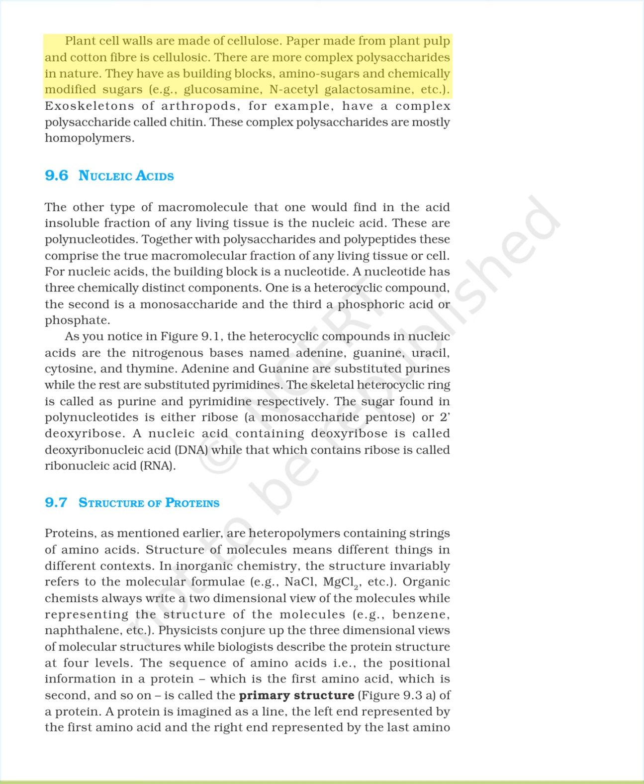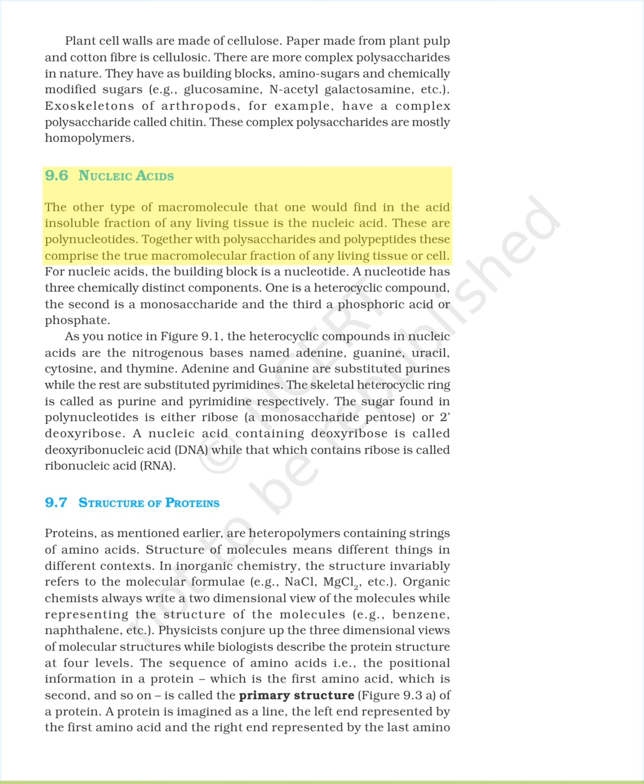There are more complex polysaccharides in nature. They have as building blocks amino sugars and chemically modified sugars, e.g., glucosamine, N-acetylgalactosamine, etc. Exoskeletons of arthropods, for example, have a complex polysaccharide called chitin. These complex polysaccharides are mostly homopolymers.